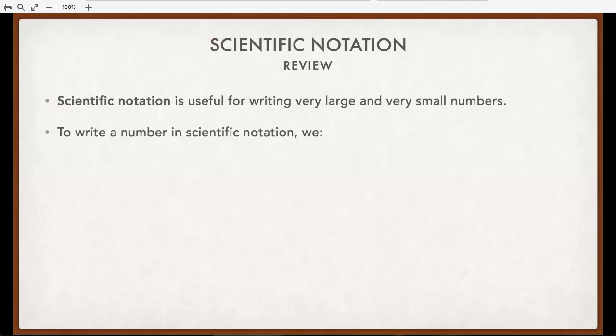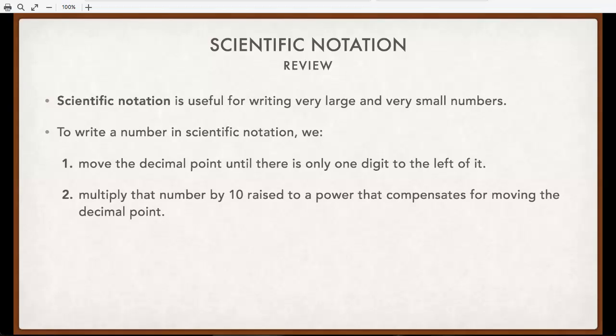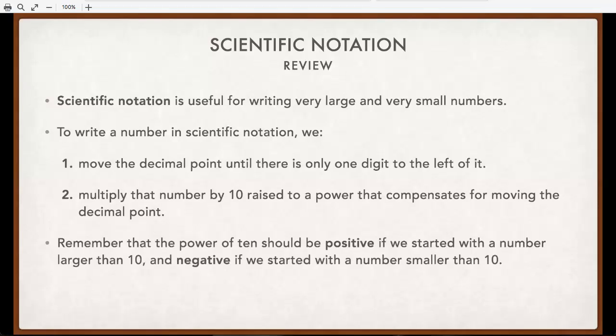Remember that to write a number using scientific notation, we're going to move the decimal point until there's only one digit to the left of it, and then we'll multiply that number by 10 raised to some power, and this will make up for the fact that we moved the decimal point so that the value still stays the same. If we started with a number larger than 10, we're going to end up with a positive power on that 10, and if we started with a number smaller than 10, we'll end up with a negative value.